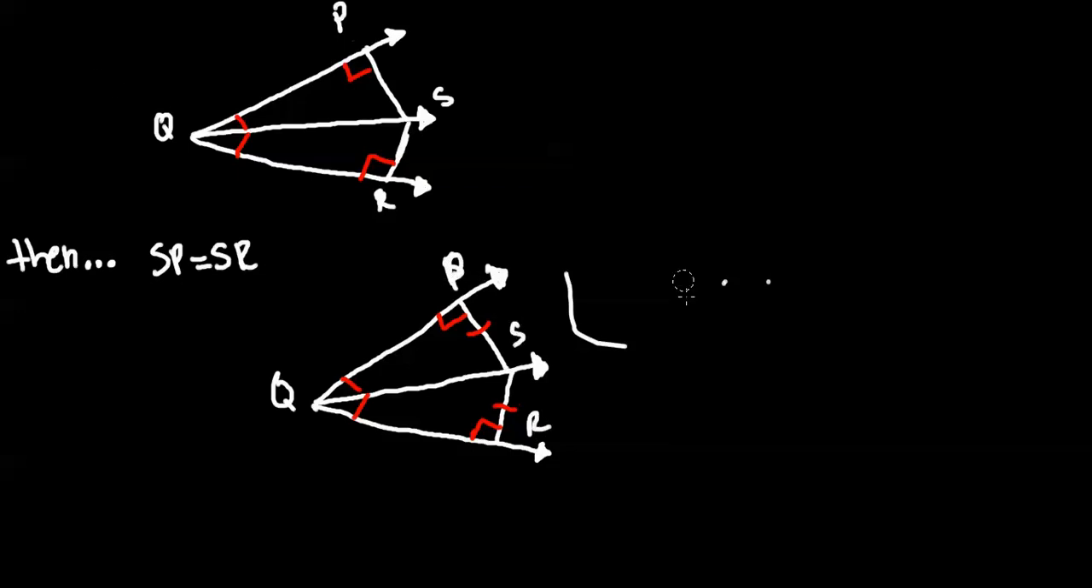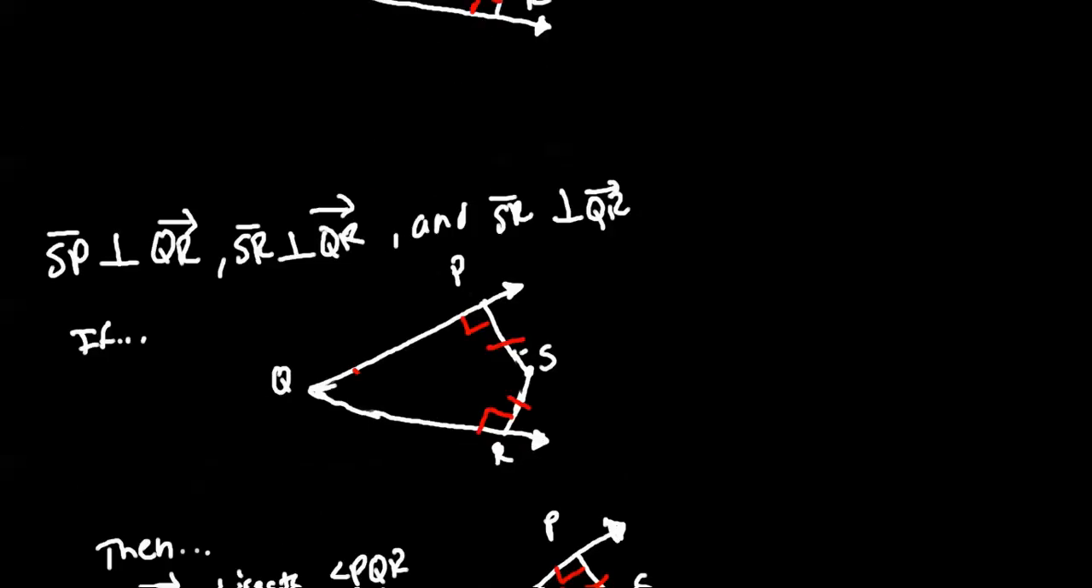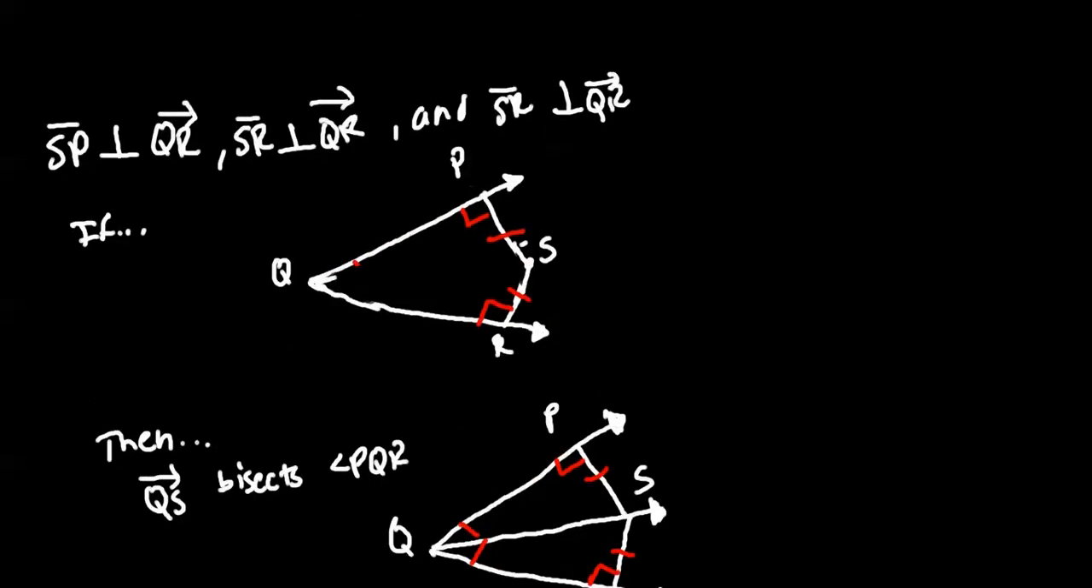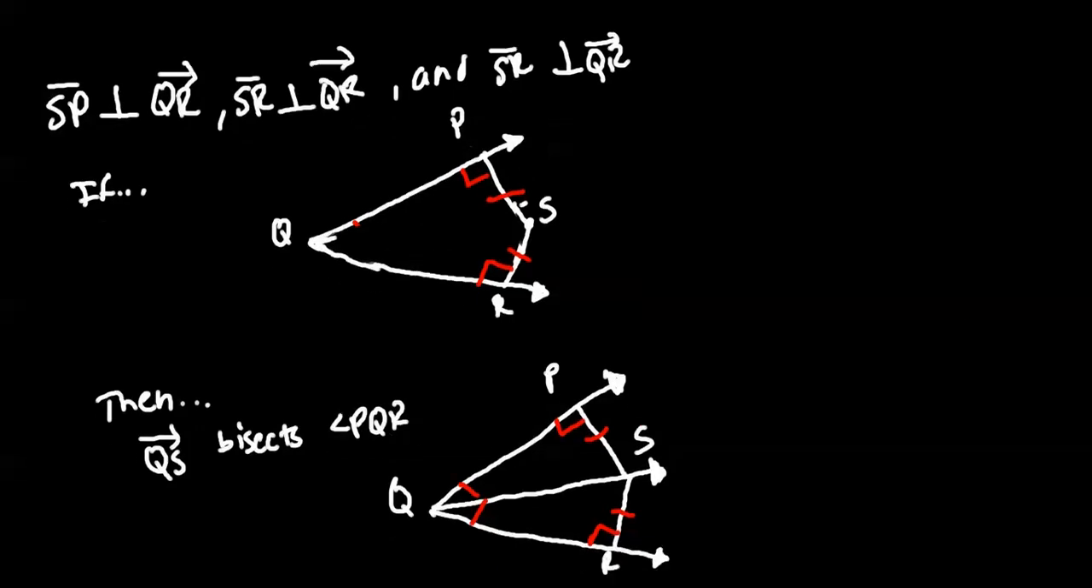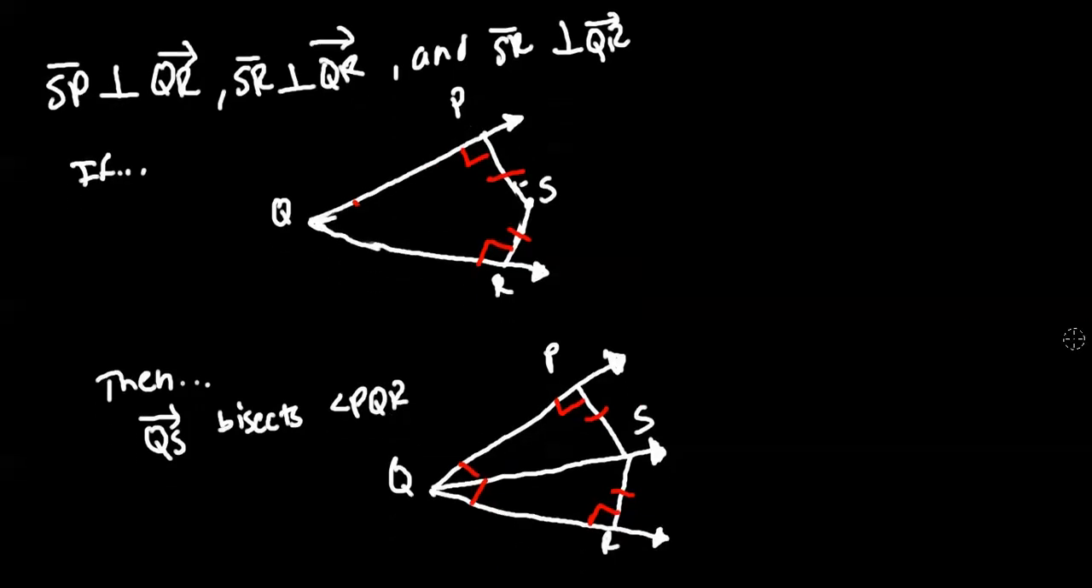Now we're going to look at another theorem, Theorem 5.5, the converse of the angle bisector theorem, which is basically working the theorem backwards. It states if a point in the interior of an angle is equidistant from the sides of the angle, then the point is on the angle bisector. So here in this diagram we can see that we have a point on the interior of the angle, and SP is perpendicular to QP, and SR is also perpendicular to QR. And based on the red line indications, SP equals SR, and because of this information we can conclude that ray QS bisects angle PQR.